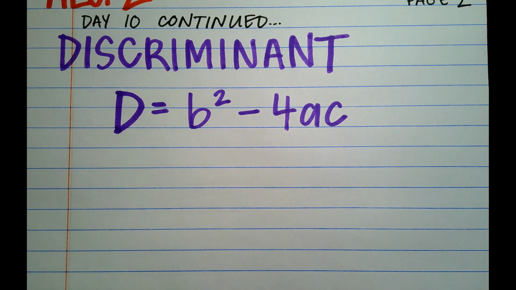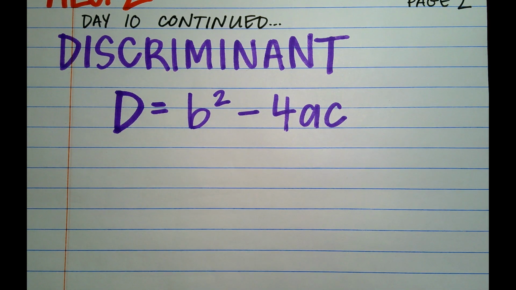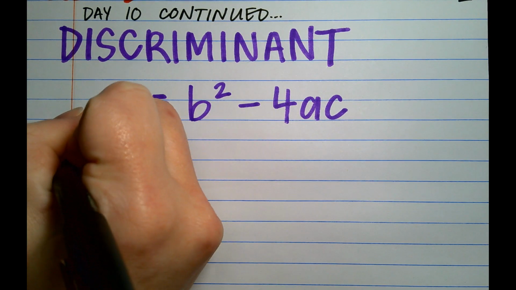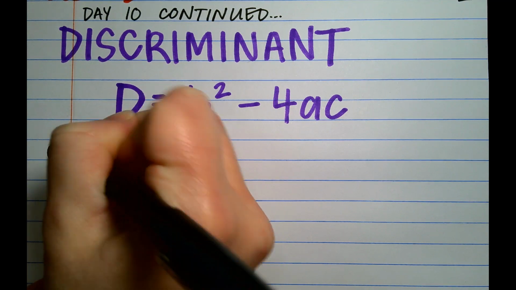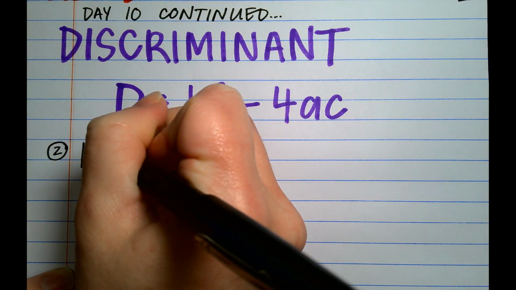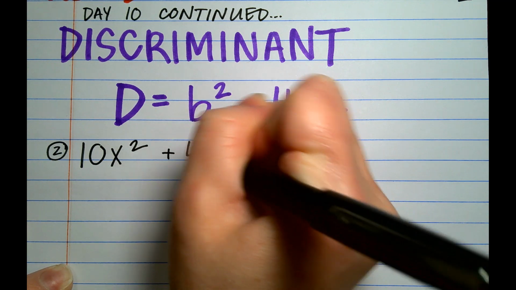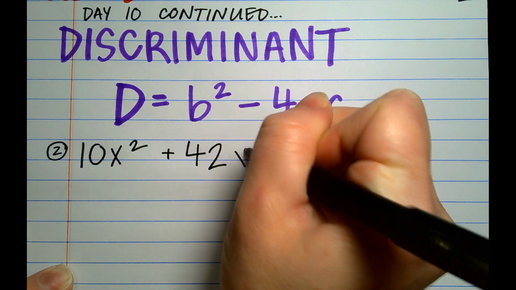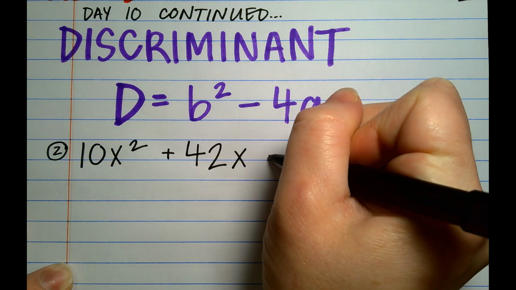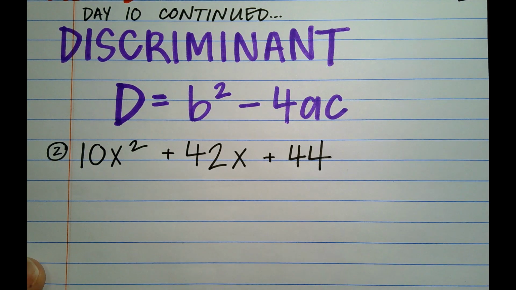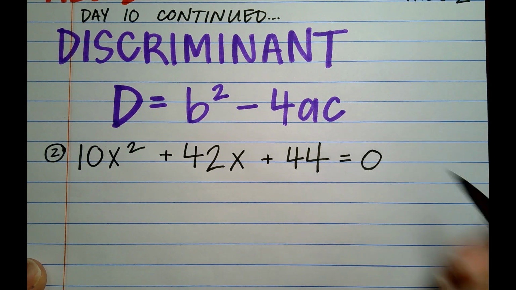And let's look at problem number 2 for this. I'm going to write that problem, but I'm going to use X instead of Q. So problem 2 on that worksheet is 10x squared plus 42x plus 44 equals 0.